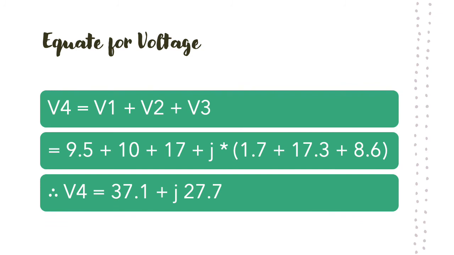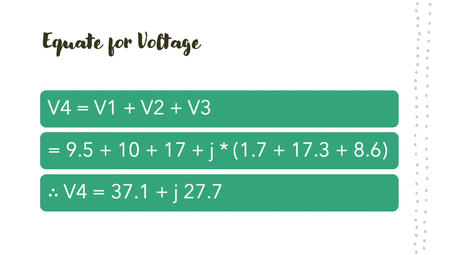With the voltages in rectangular form, we can now proceed to perform the sum of our voltages to find a value for V4. V4 is equal to the sum of 9.5 plus 10 plus 17 plus j times the sum of 1.7 plus 17.3 plus 8.6. This gives us a value of V4 in rectangular form of 37.1 plus j27.7.